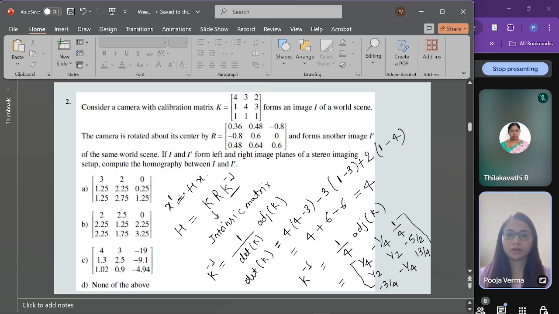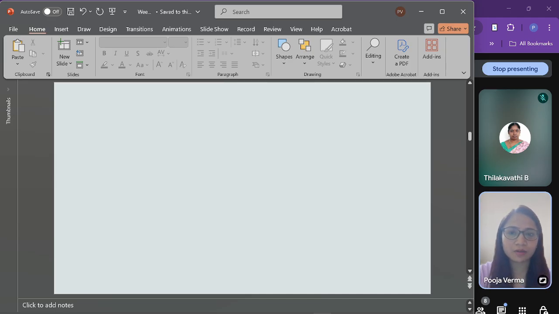Okay, now we have to multiply these matrices. Here it is a very long calculation because we have 3 cross 3 matrices. Can you tell me, are you allowed to take a scientific calculator in your exam, or will you get an online calculator?